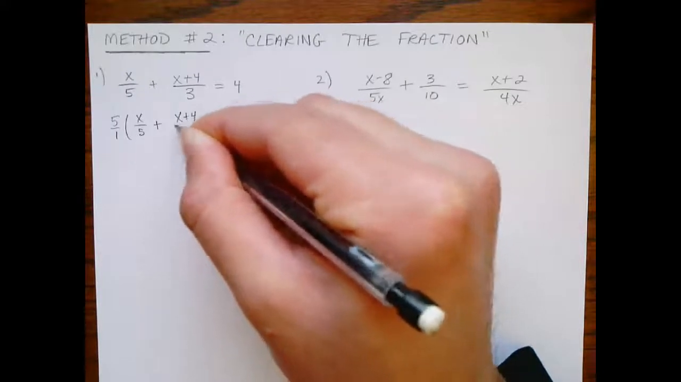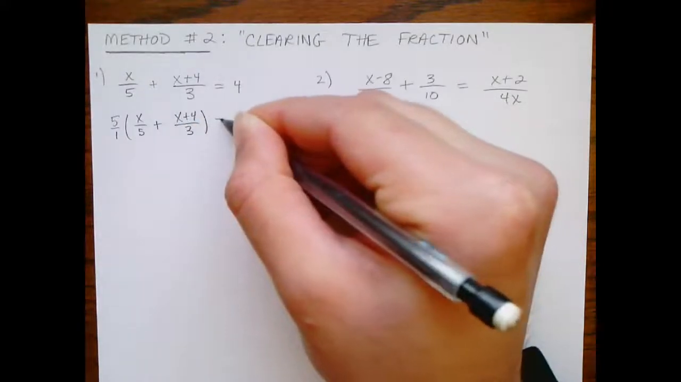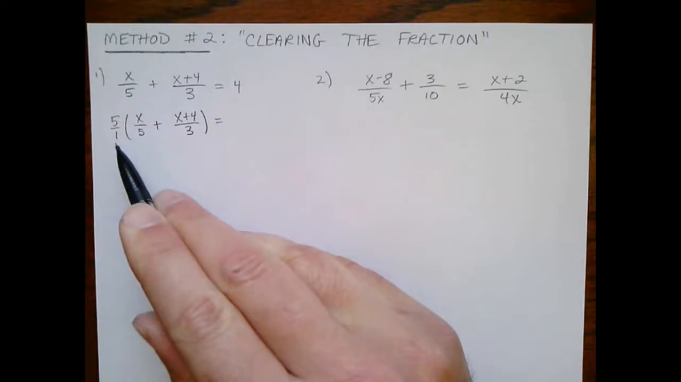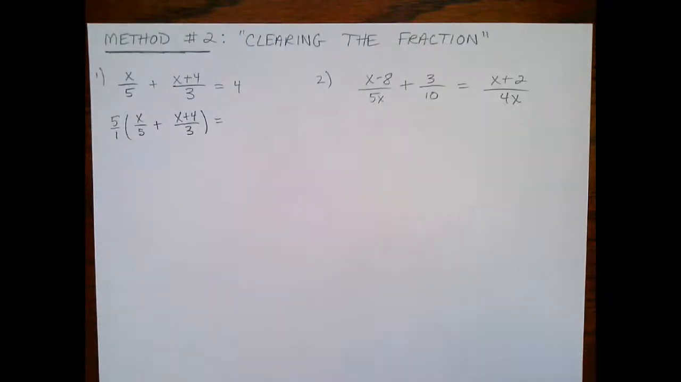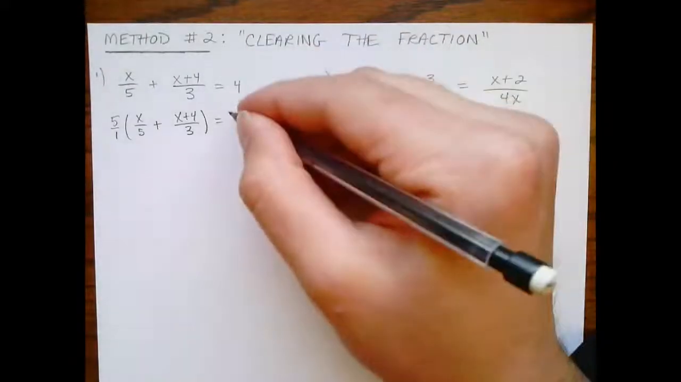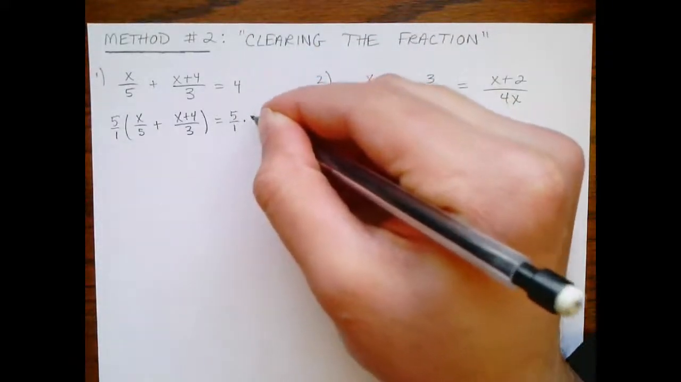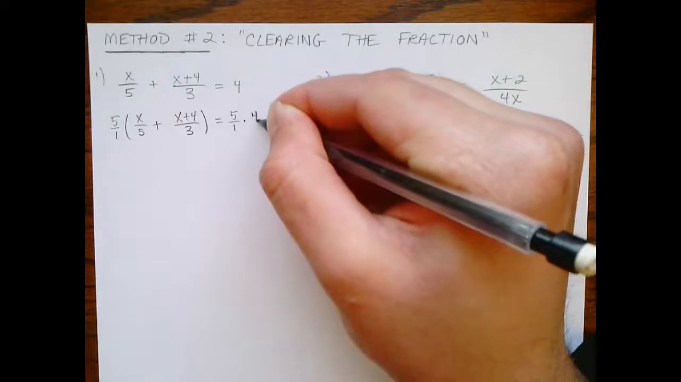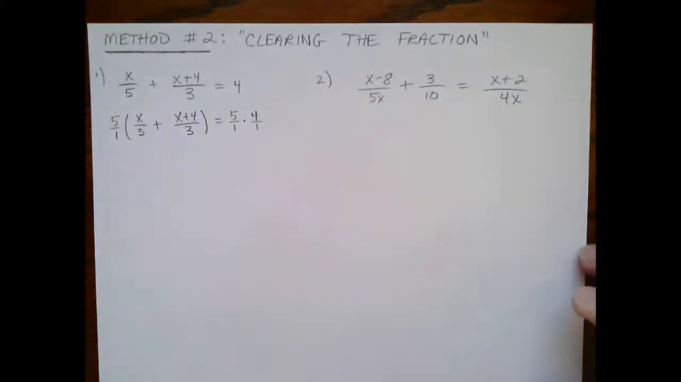But this is different than the other method because in the other method we'd multiply by a fancy form of 1. But here I'm not multiplying by a fancy form of 1, I'm multiplying by 5. So if I multiply the left-hand side of the equation by 5 over 1, then I have to do the same thing to the right side. It would say 5 over 1, and I'll multiply that by 4. We do know that 4 is the same thing as 4 over 1, so it would look something like this.